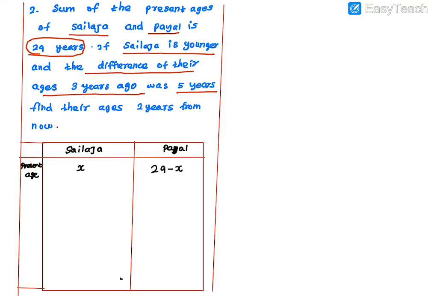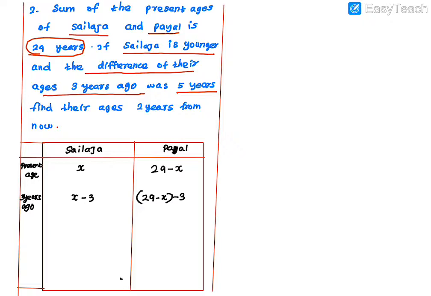If Shailaja is younger and the difference of their ages 3 years ago. So 3 years ago their ages means we can write X minus 3 and 29 minus X minus 3. This is called 3 years ago. So 3 years ago the difference of their ages will be 5 years.